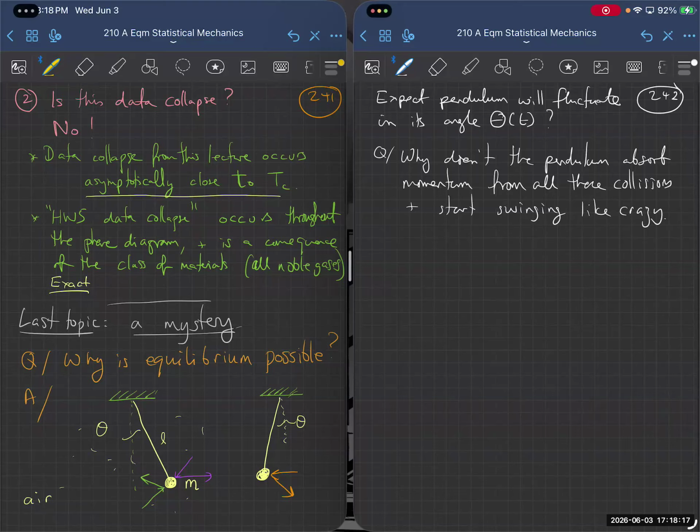Right? So if you go to the park and there's some parent there with a little kid in the swing, and the parent is sitting there going like this, and the swing goes like this, and then do it again, and eventually the kid gets swinging higher and higher and higher. Why isn't that happening to the pendulum?